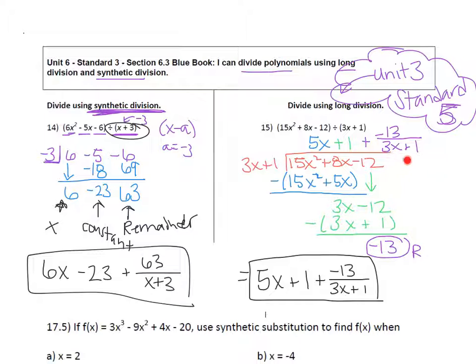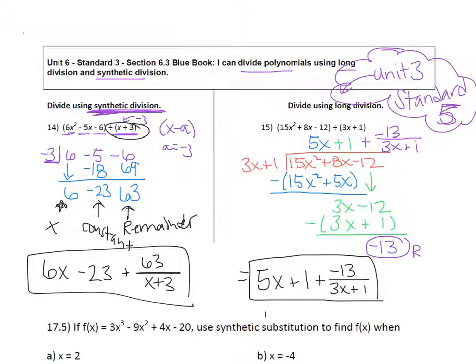Okay? There's nothing to bring down, so because of that, that's going to be my remainder, and we rewrite it up top. We go as our solution, and we put negative 13, and we divide it by our 3x plus 1, what were our original divisor. So then my solution is 5x plus 1 plus a negative 13 over 3x plus 1.